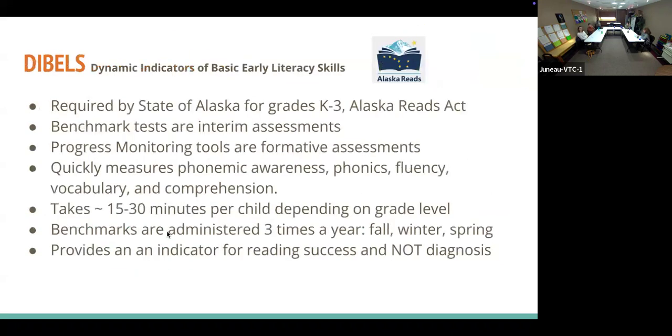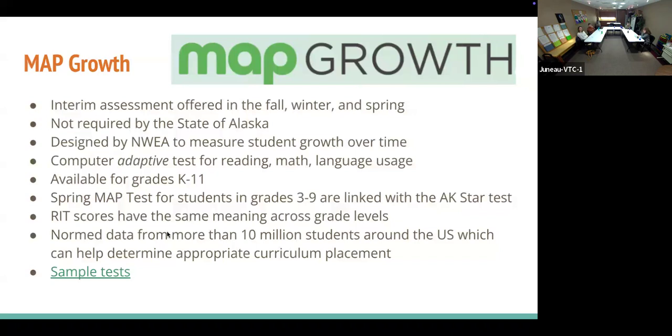I was going to go back. They've developed something called a RIT score. What is that? It was based on the scientist that came up with this scaling system, Rasch, I think maybe was his name. It has the same meaning across grade levels, which means your 3rd grader and your 5th grader could get the same RIT score in math.